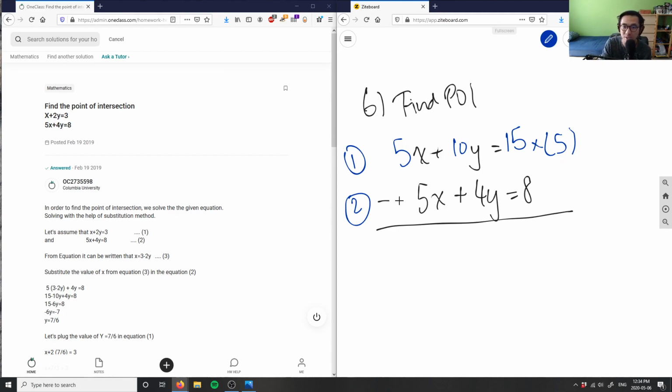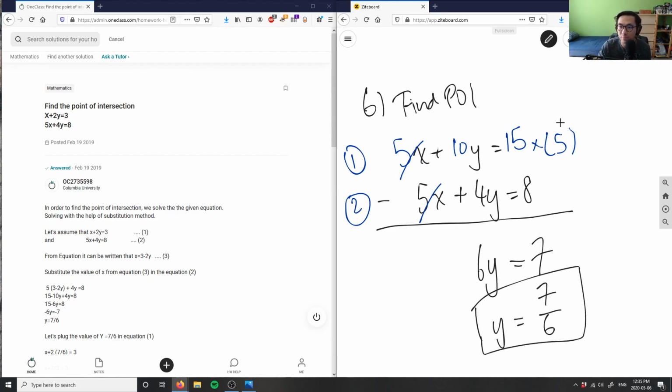So if I do elimination here, I'm going to subtract both of these equations. As you can see, 5x minus 5x gives me 0x, so these cancel out. Again, I have 2 equations and 2 variables, and I need to eliminate 1 variable to solve. Now I have only y left. I have 10y minus 4y is 6y, and 15 minus 8 equals 7, I believe. I can divide both sides by 6, so 7 over 6 is my y value.